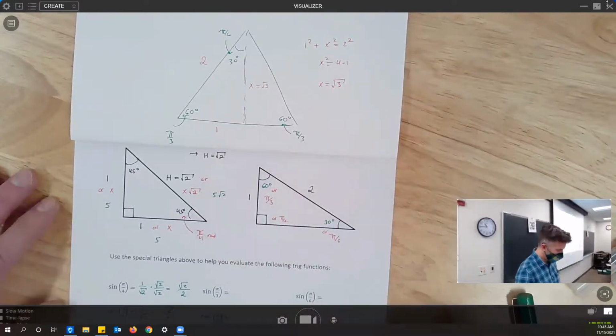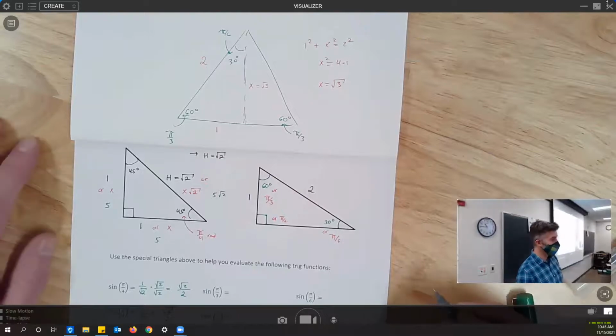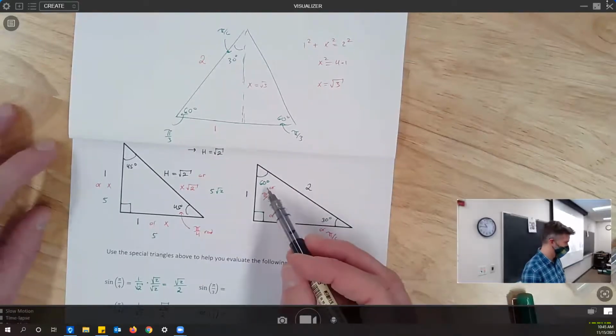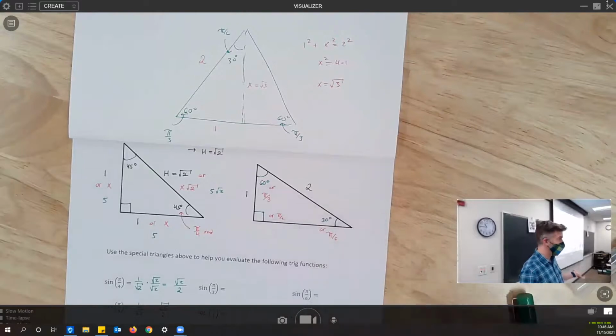And lastly, the medium side goes opposite the medium angle. The medium angle is definitely 60 degrees. And the medium side is the square root of 3. Square root of 3 is definitely between 1 and 2. It's about 1.7.